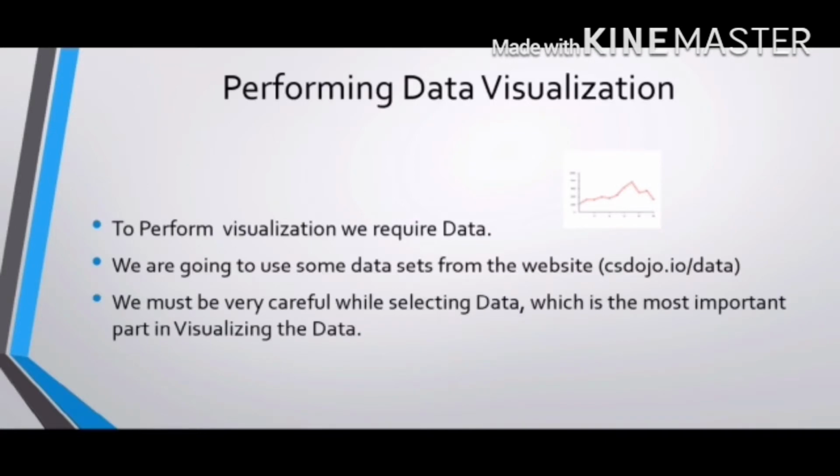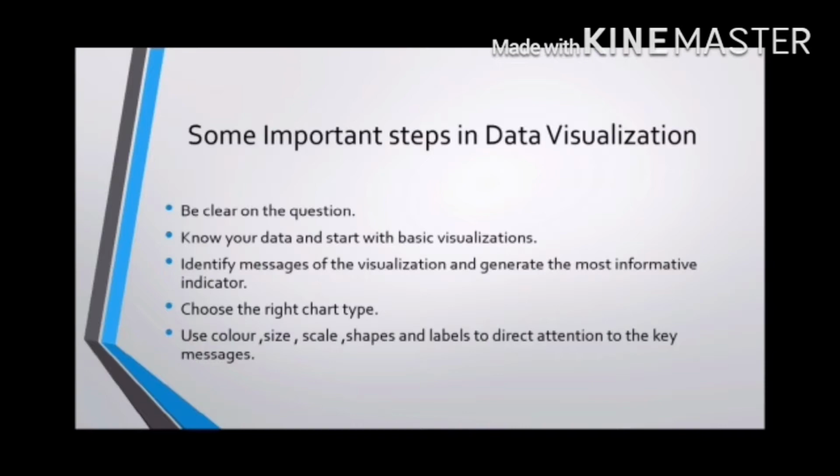Now let's see some important steps in data visualization. Be clear on the question is the first step. Second step, know your data and start with basic visualization. The third step is identify messages of the visualization and generate the most informative indicator. The fourth step is to choose the right chart type. And the last step is to use color or size, scale, shape and labels to direct attention to the key messages.